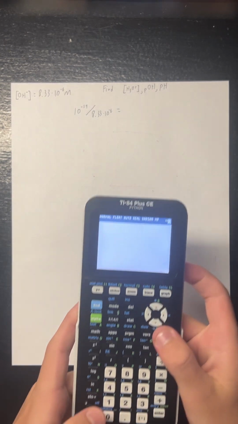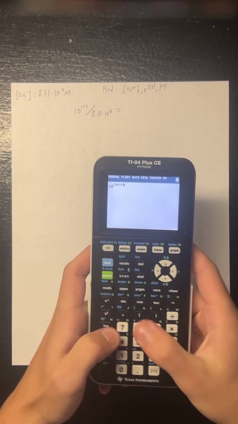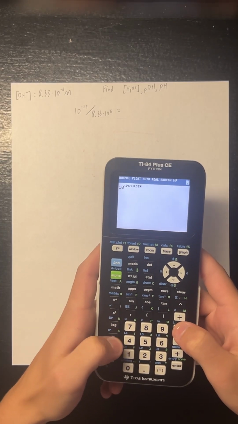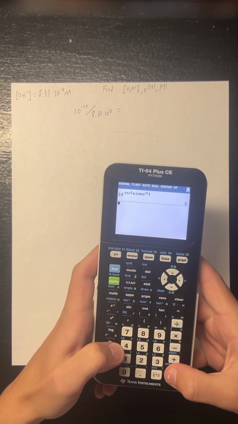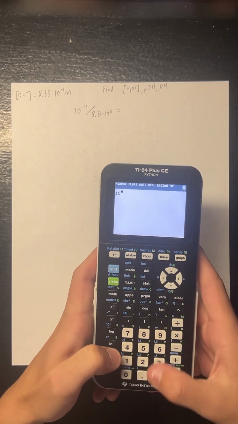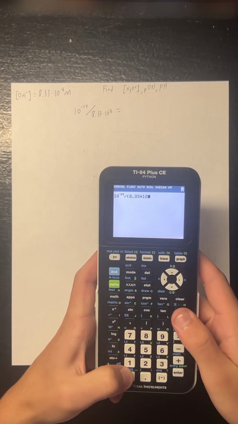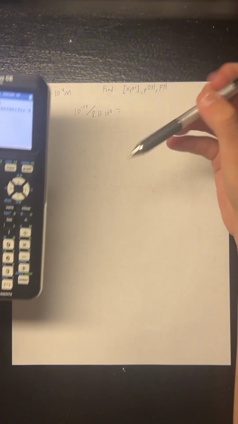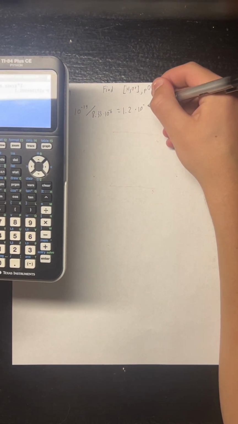So let's get our calculator. It is 10 to the negative 14 divided by 8.33 times 10 to the negative 6. And that becomes 1.2 times 10 to the negative 9.